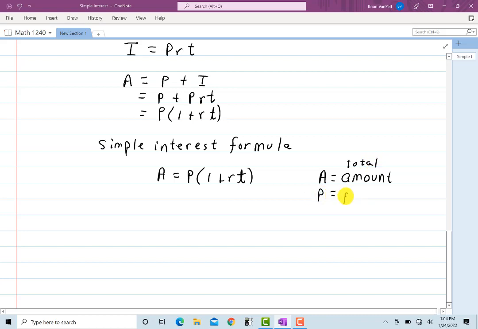P is our principal. R is the interest rate, or the APR. That's an annual percentage. T equals the time in years, so that it matches up with our annual percentage rate. Let's redo the last example using this formula.